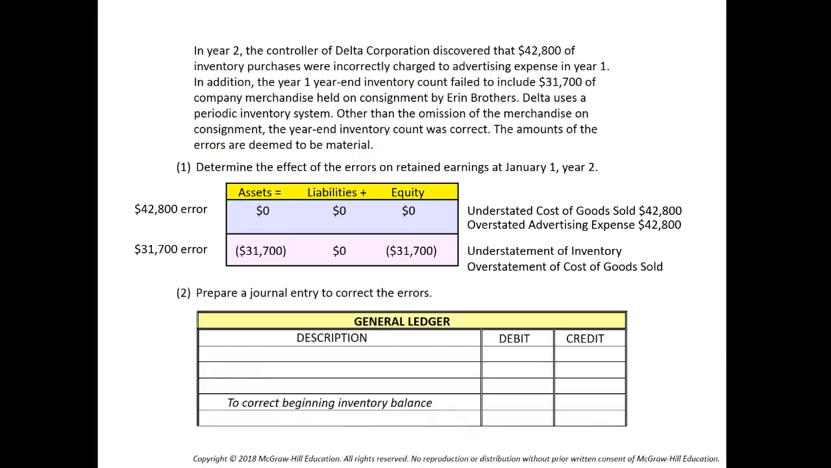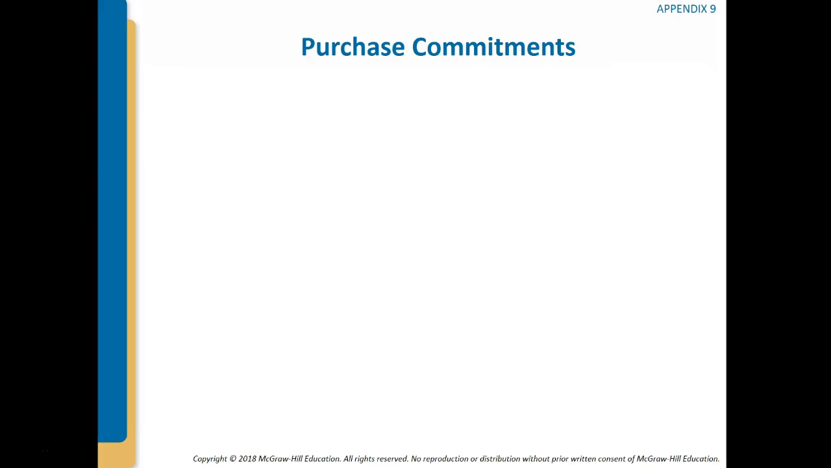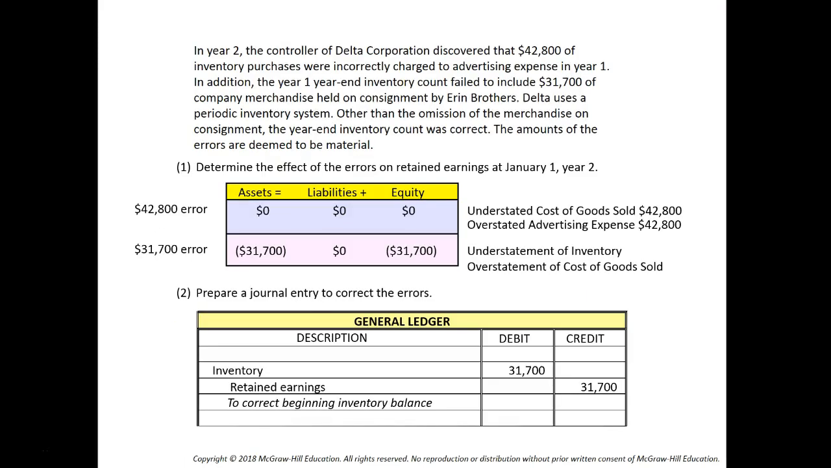The journal entry to correct the errors would be a debit to inventory for $31,700 and a credit to retained earnings of $31,700 to correct the beginning inventory balance.